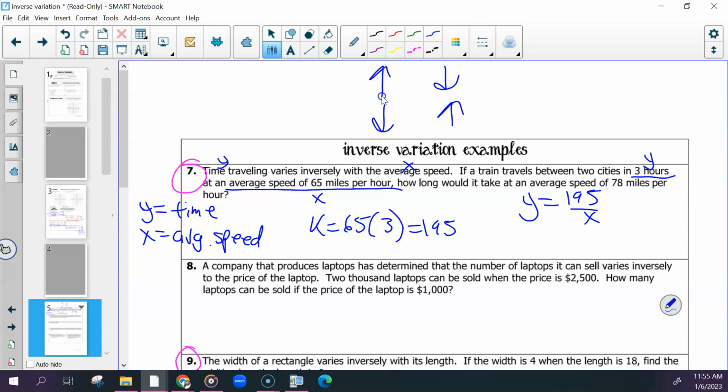Just like direct, the hardest part about your word problems is knowing what you're solving for. So in the question it says, how long would it take at an average speed of 78 miles per hour? So are we looking for x or y? We're looking for y, and we're given x. So put in the number you know for x. Divide that, and figure out how long it would take.